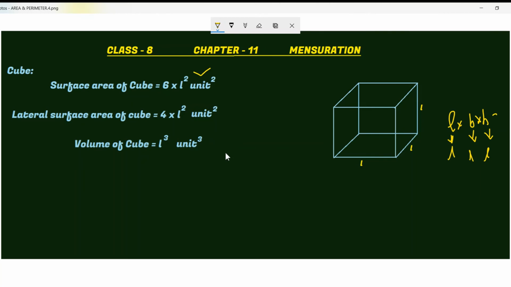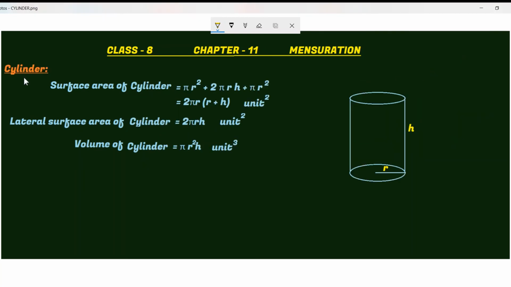Next we are going to learn the formula of cylinder. Now we are going to learn the area of cylinder. First, surface area of cylinder. You can see I have written here pi r square plus 2 pi rh plus pi r square, because here the bottom area, the top area and the lateral surface area will all be included in surface area of cylinder. That means total surface area of cylinder. We know this is radius. To find out the area of the bottom of this cylinder, that will be pi r square.